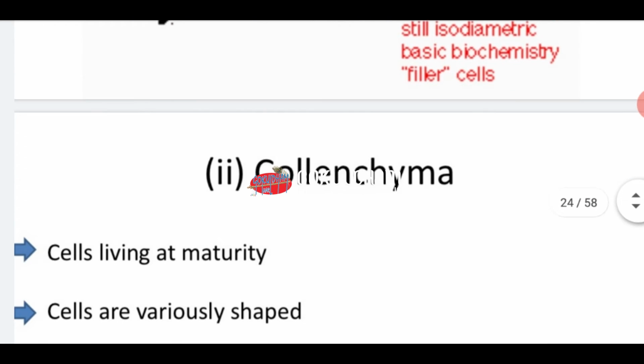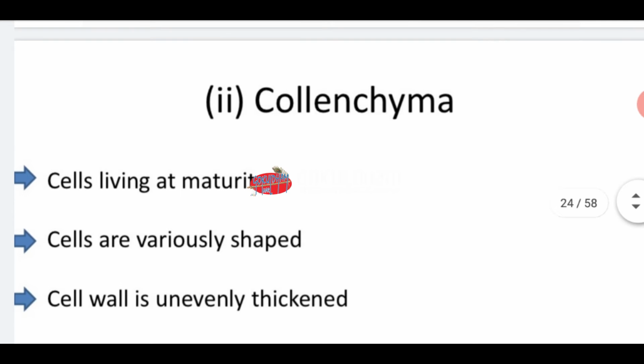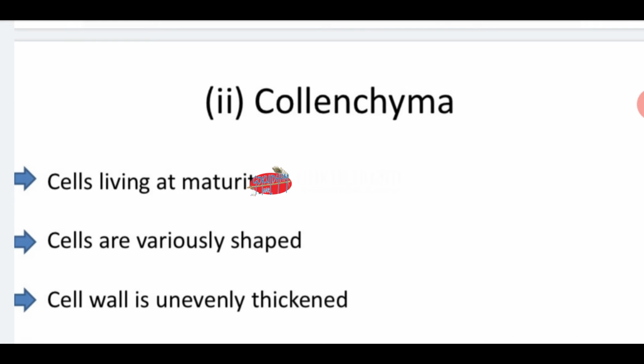Now, second type of simple permanent tissue is collenchyma. The characters of collenchyma are cells living at maturity. Means the cells of collenchyma are living at maturity. Cells are variously shaped, means the cells of collenchyma have different shapes. Cell wall is unevenly thick. Means as we saw in parenchyma, the cell wall is thin, evenly thin, whereas in collenchyma the cell wall is unevenly thick.